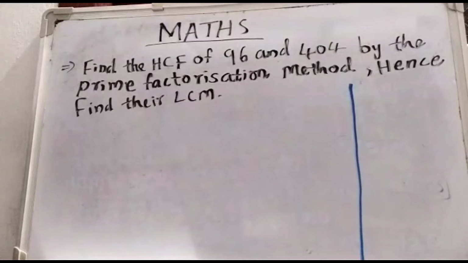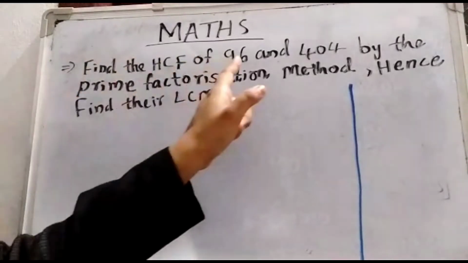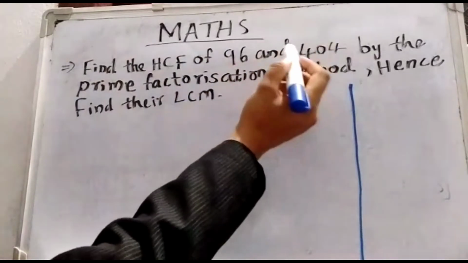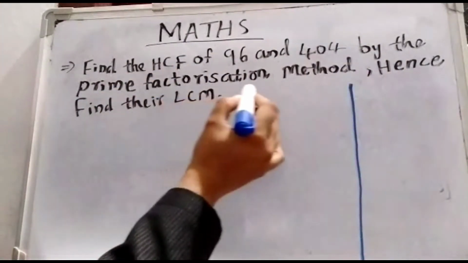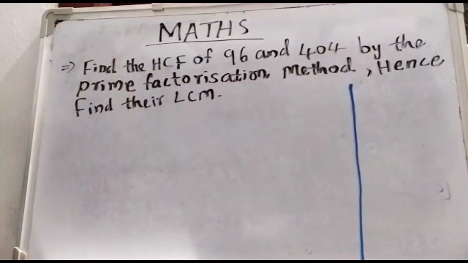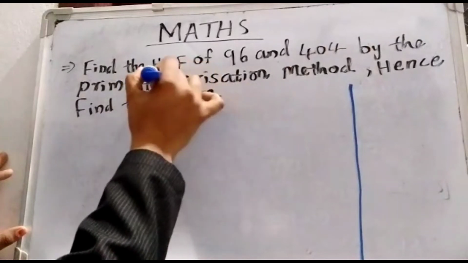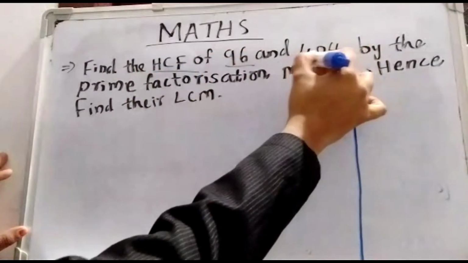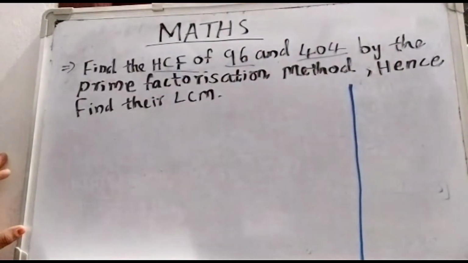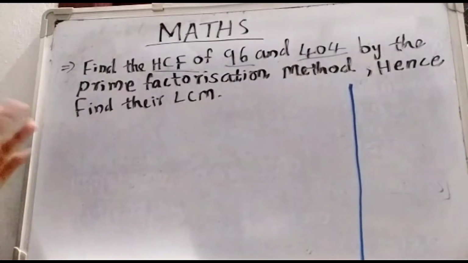Okay, dear children, let's have another question. Find HCF of 96 and 404 by the prime factorization method, hence find their LCM. We need to find, first we need to find HCF of 96 and 404 by the prime factorization method. So we need to factorize 96 and 404 first.